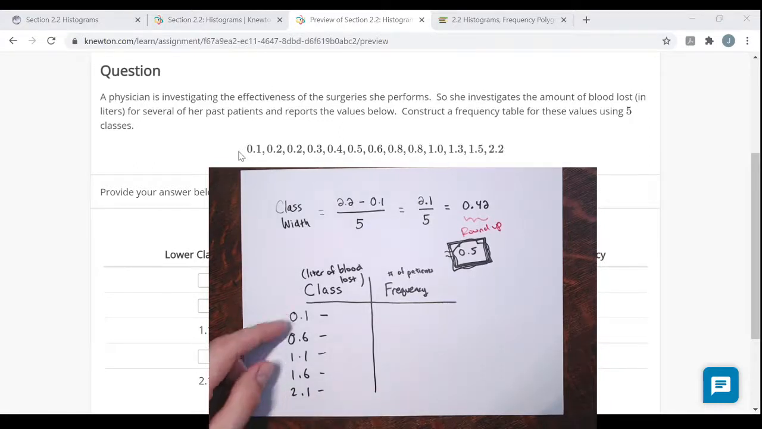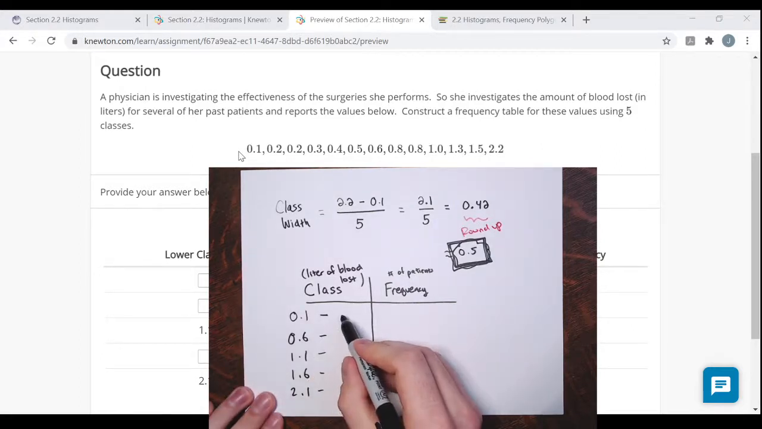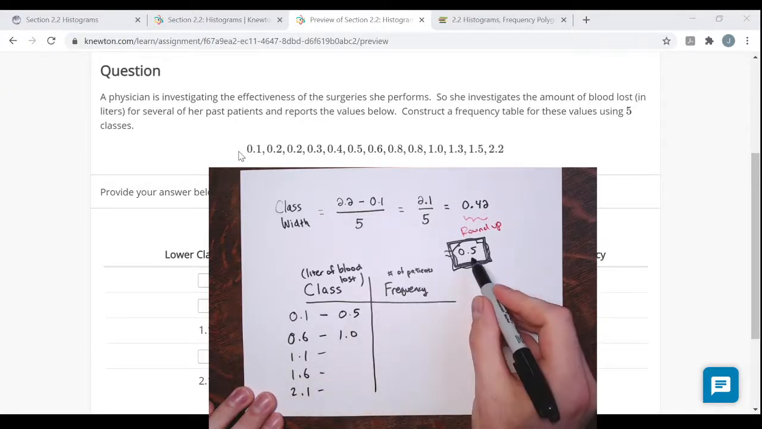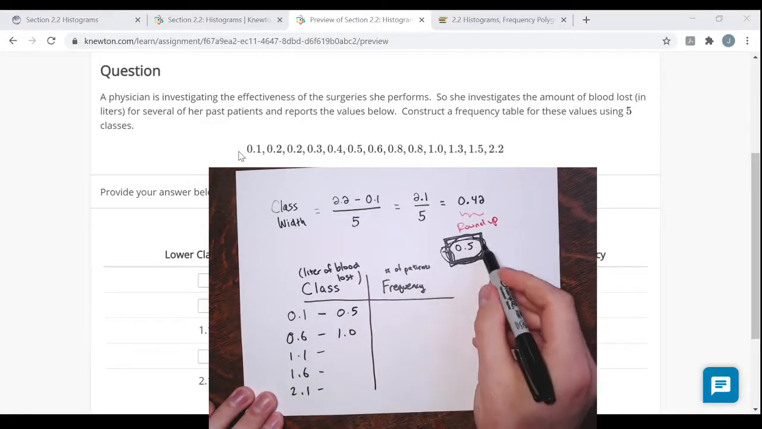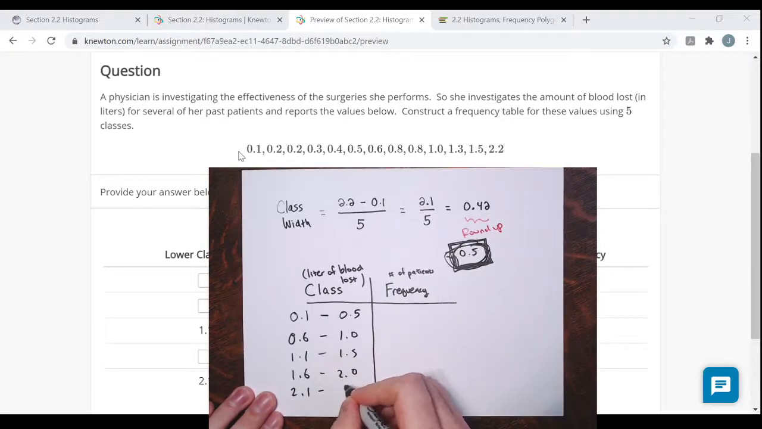That's 5 classes. And then the upper limit for the first class would be 0.5, just 1/10 lower than the next lower limit. Then 1.0, and I can just keep adding this for the upper class limits as well: 1.0, 1.5, 2.0, and 2.5. All right, and then we count.